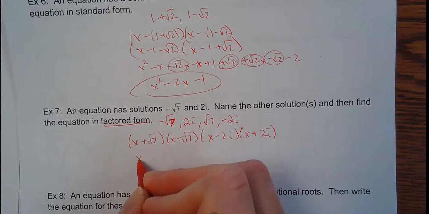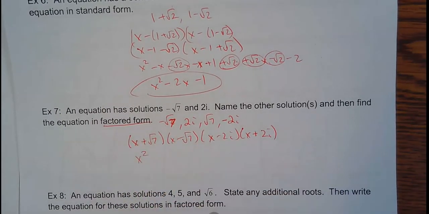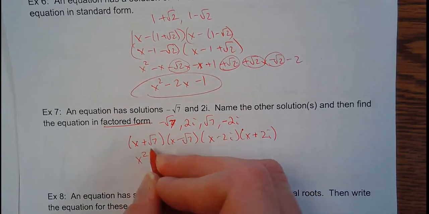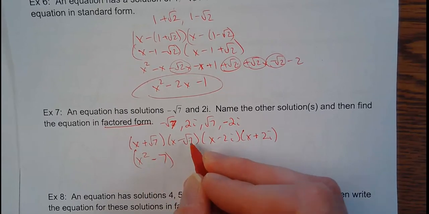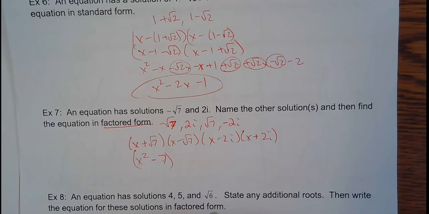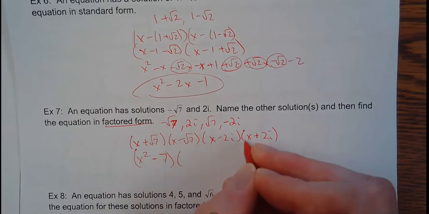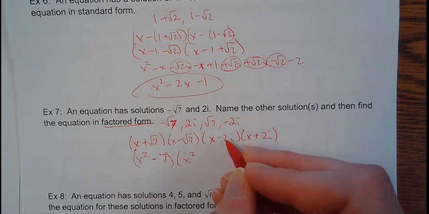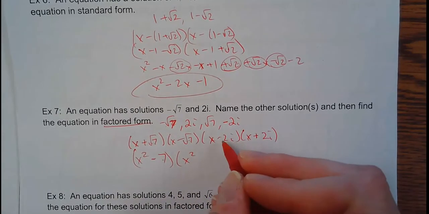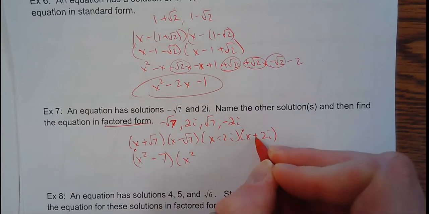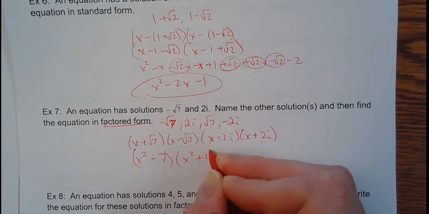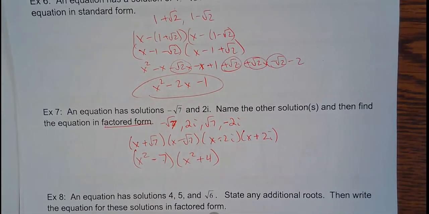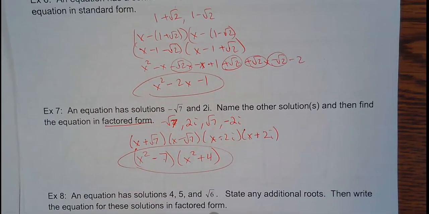So I got x times x is x squared. The outer and the inner are going to cancel out, so I just got to do the last. So this would be a negative 7, because radical 7 times radical 7 is 7, and a positive times a negative is a negative. Over here, x times x is x squared. Outer plus inner are going to wipe each other out. I've got a negative 4i squared, which is actually plus 4. And that's good enough. That's your factored form, so you can stop right there.